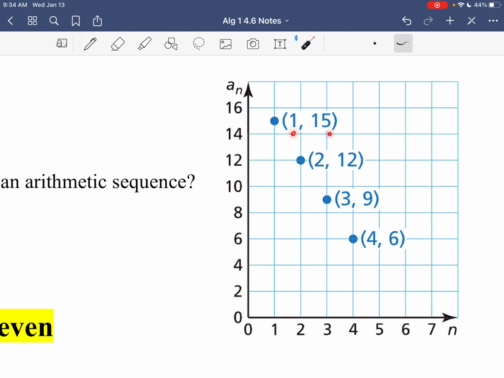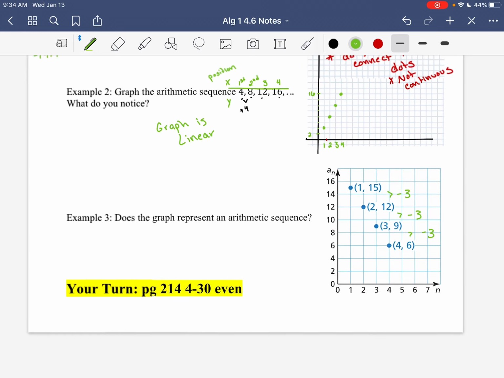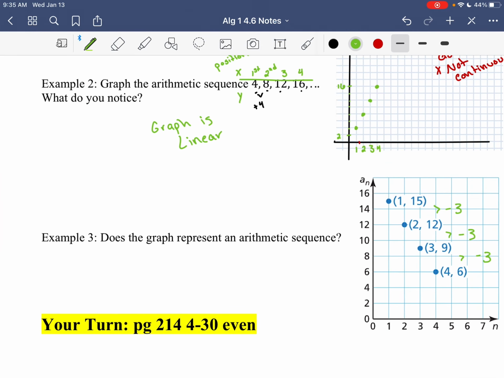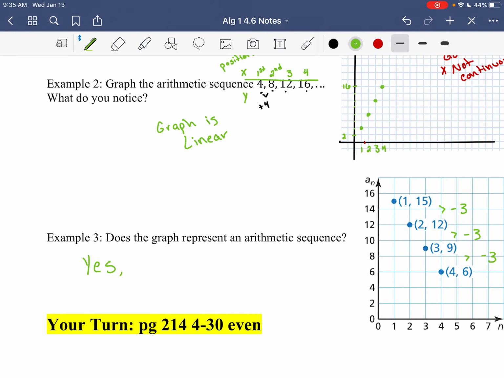First term's 15, second term's 12, third term's 9, fourth term's 6. So if I do the common difference here, from first to second term, it goes down by 3, 15 to 12. This one, 12 to 9, goes down by 3. This one, 9 to 6, goes down by 3. So does the graph represent an arithmetic sequence? Yes, because it has a common difference.